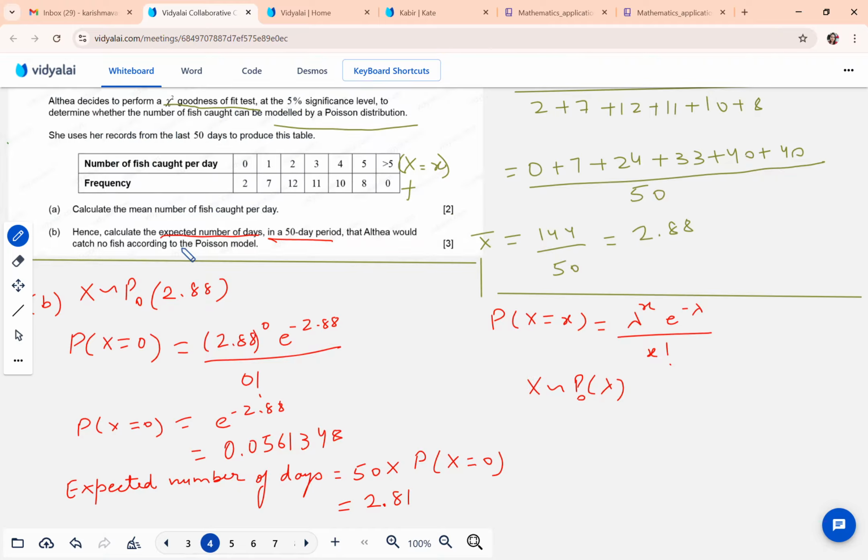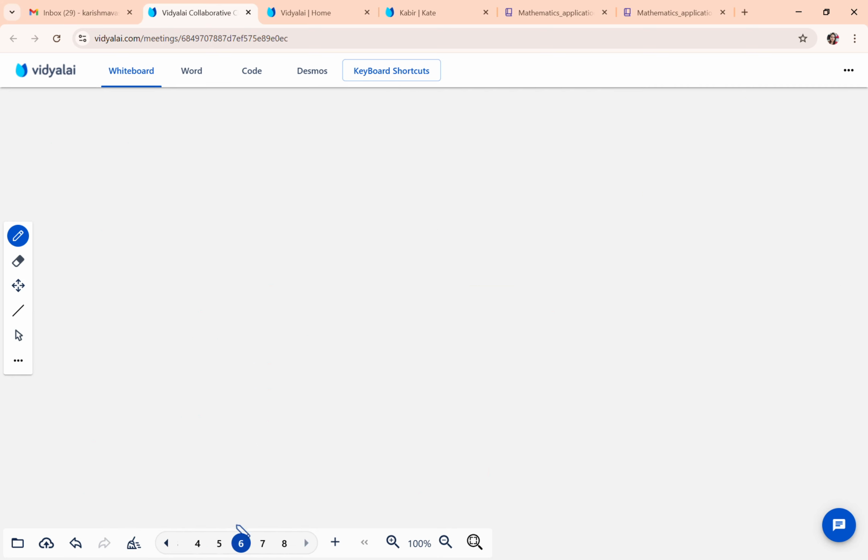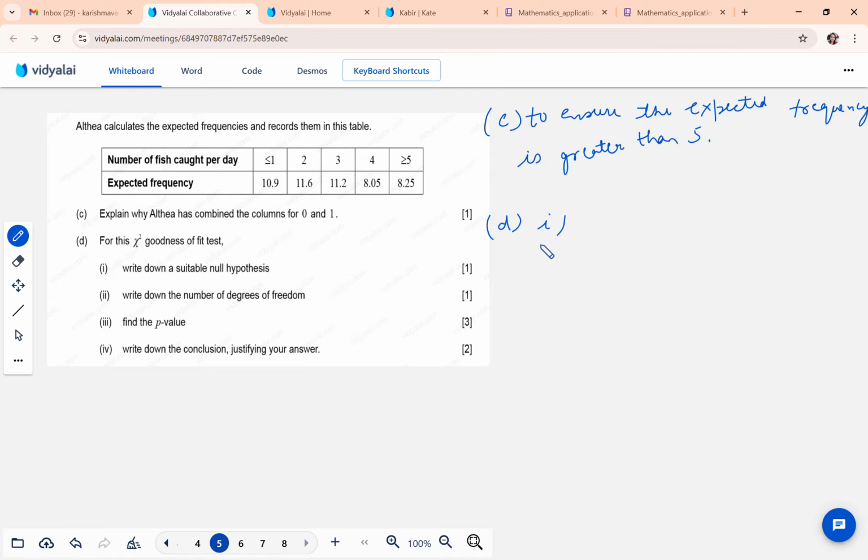So if you see the question, what they said, determine whether the number of fish caught can be modeled by a Poisson distribution. So here our null hypothesis, that is H naught, will be the data can be modeled by a Poisson distribution. This is our null hypothesis according to the given statement of the question.